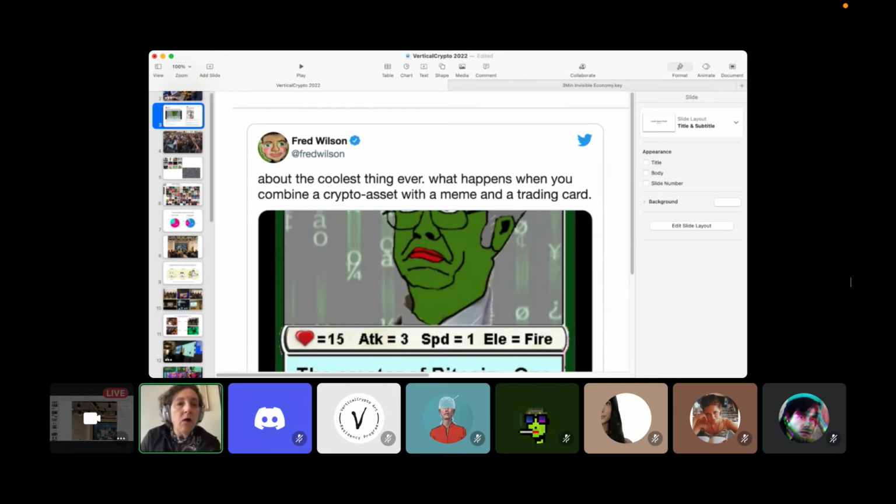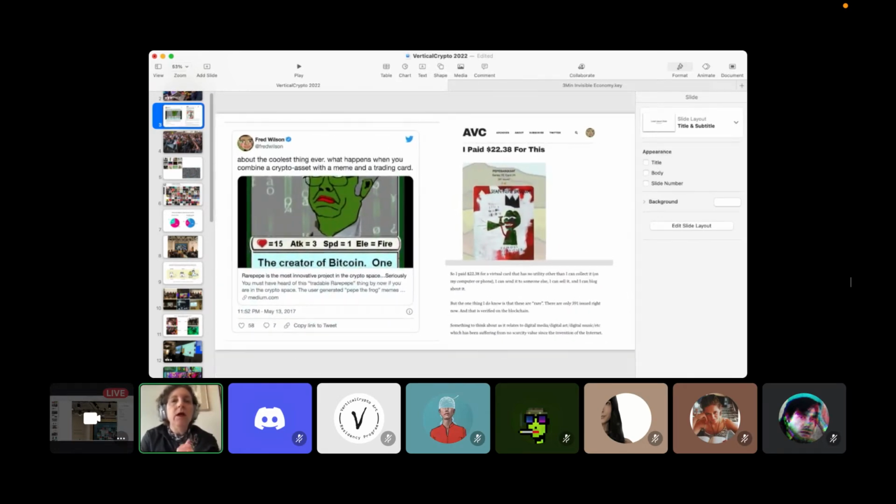But in 2017, we started hearing about the blockchain, through Fred Wilson, a big investor in New York. He started sharing that he was collecting very weird things called rare pepes, memes made by artists that could be collected with Bitcoin. As he mentioned, it was the coolest thing ever, combining a crypto asset with a meme and a trading card. Through that, he was educating people about this new form of digital art that could actually be sold and bought.